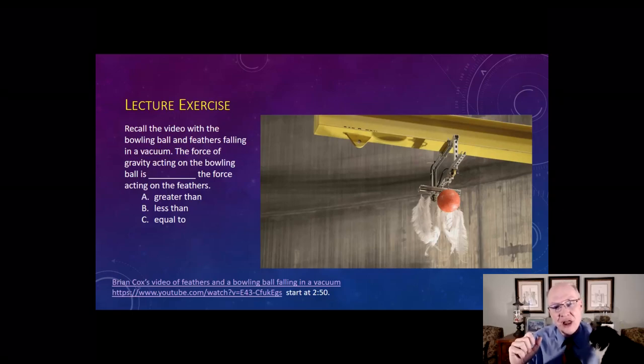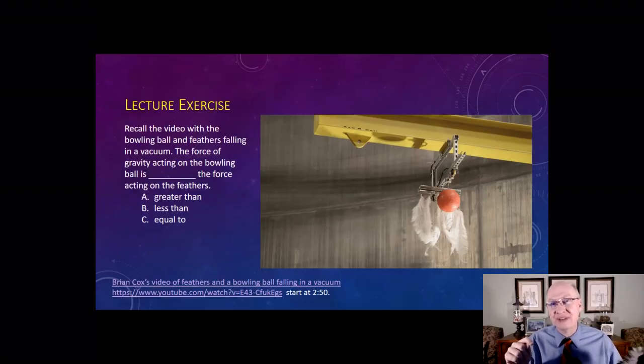Because I think a number of people, when they're asked this question, say, well, the two of them fell at the same rate. The two of them hit the ground at the same time. So the force must be the same on the two of them. But of course, that can't be true, right? Because the feathers have a lot less mass than the bowling ball.